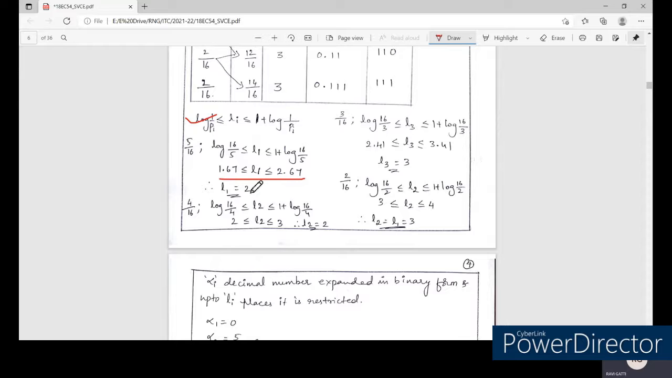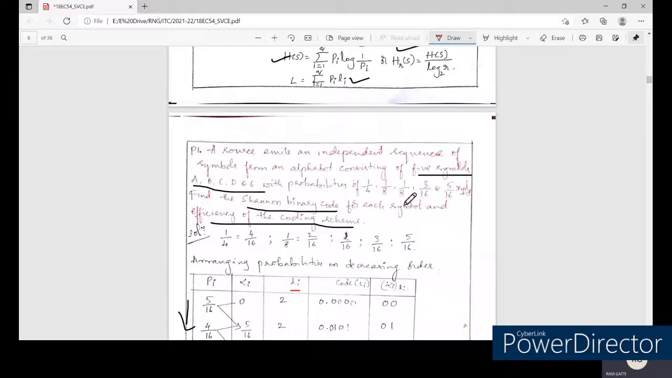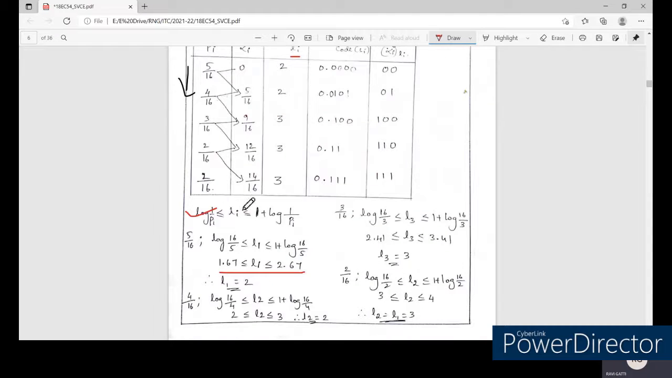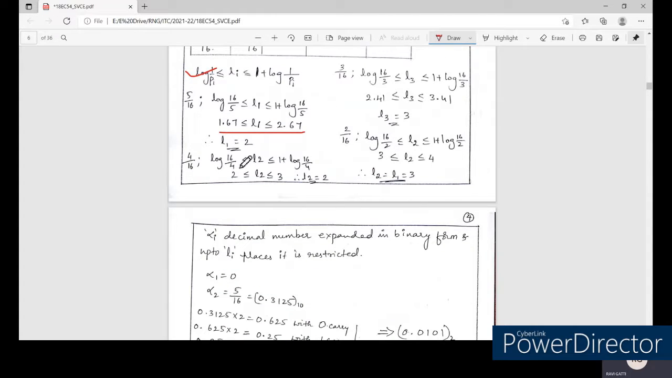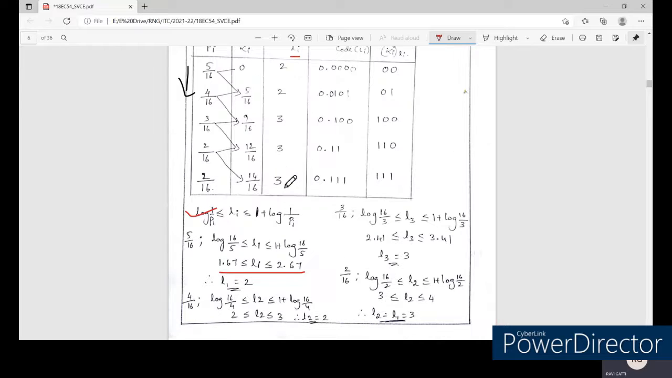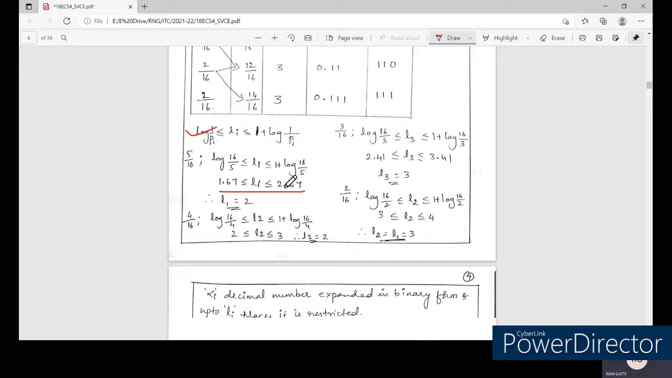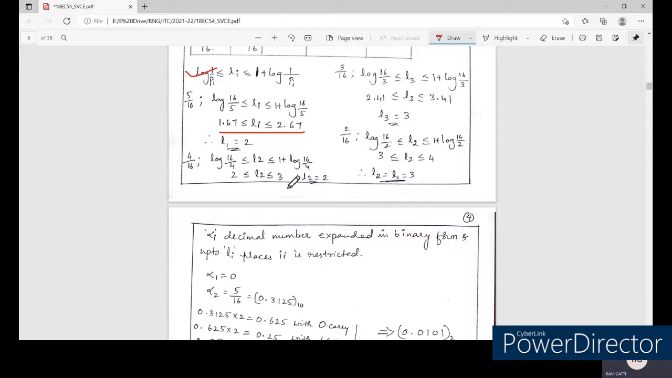So next one, what do you have? 4 by 16 you have. If you apply this formula, you'll be getting Li should be greater than 2 and less than 3. So what you can do is consider this Li equal to 2. You can do the consideration for this Li equal to 2.